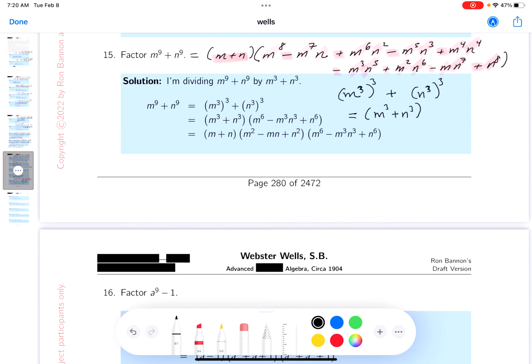And then what do you get over here? Well, if you looked at that, you'd probably, you know, have to square that, right? So it's m6 minus m cubed n cubed. Well, that's not so bad. And then what do you get? Well, you would get plus n6. Now, if a student did that, I'd say, good job.